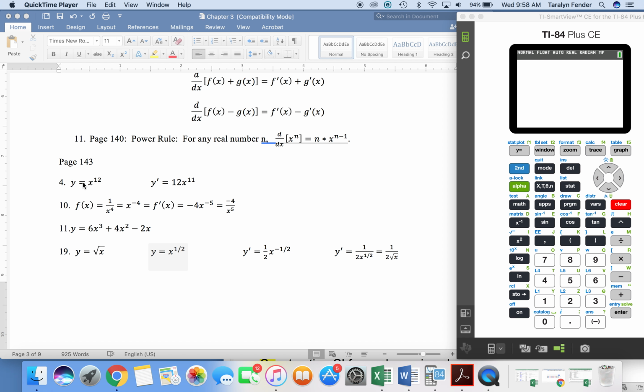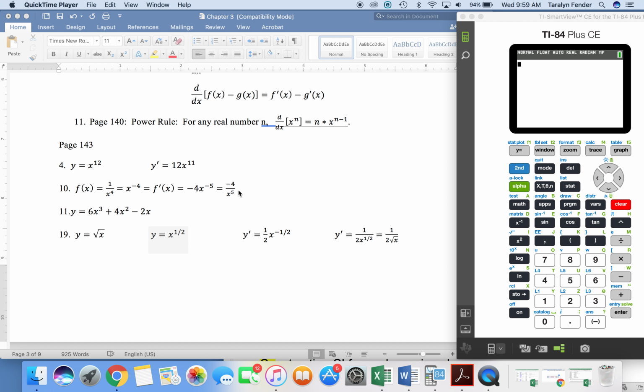This is number 4 in your book. 12 times x raised to the 12 minus 1 power is 11. If you have a denominator with the exponent, then you have to change that so that it is in the correct form. So now we have x to the negative 4 power. We can use that to find the derivative. Either one of these is appropriate or will be accepted.